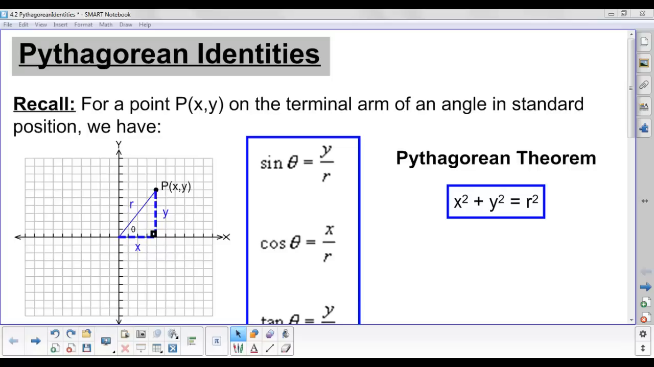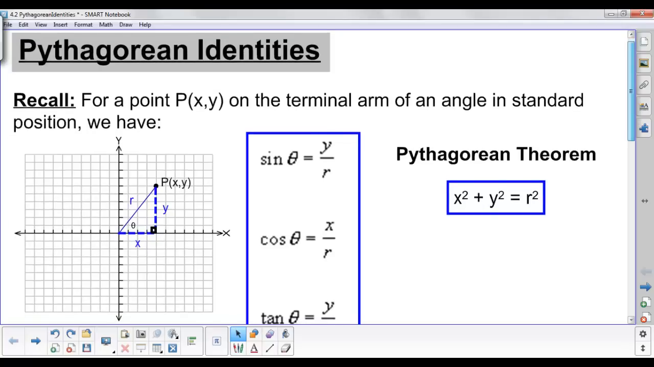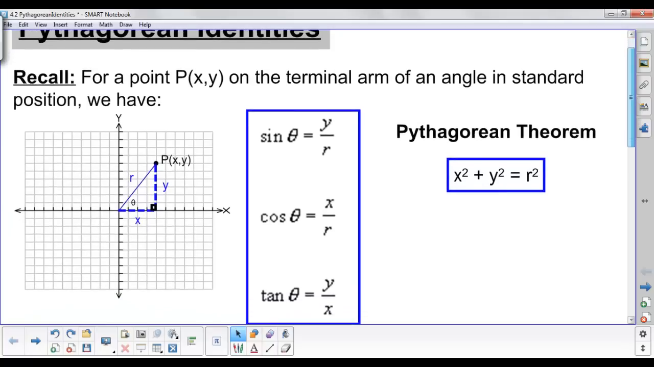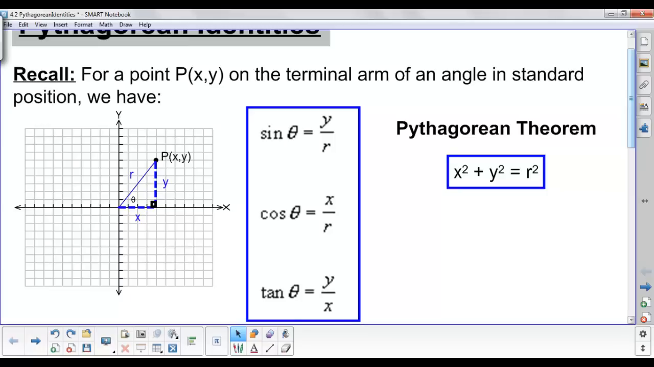What you can see right now on the screen is a review of a few formulas you're familiar with that will allow us to develop the one Pythagorean identity that you do know. For an angle in standard position, we've seen in the past that sine of theta is equal to y over r, cos of theta is equal to x over r, and tangent of theta is equal to y over x. And we also know that the Pythagorean theorem holds for that relationship.